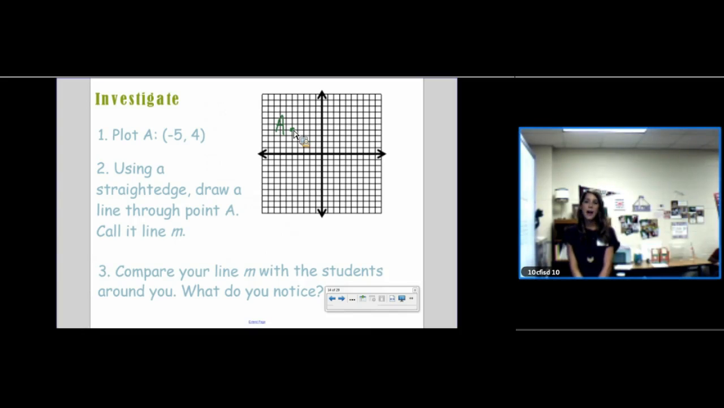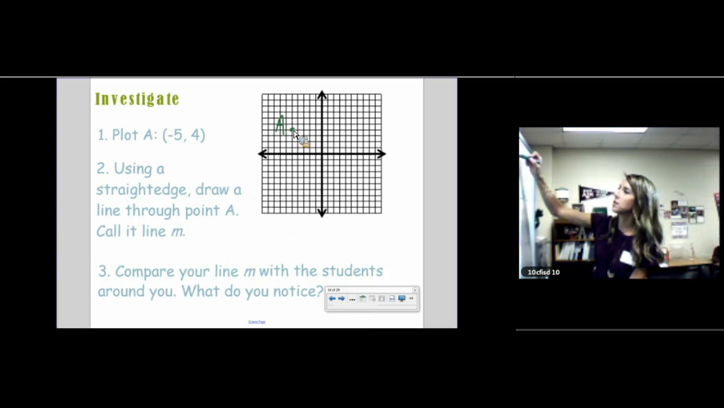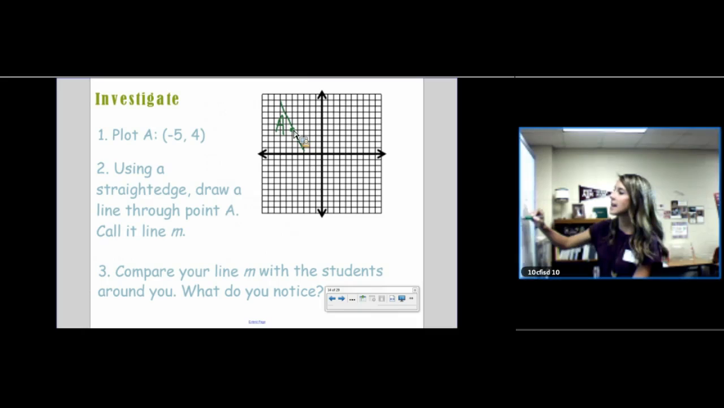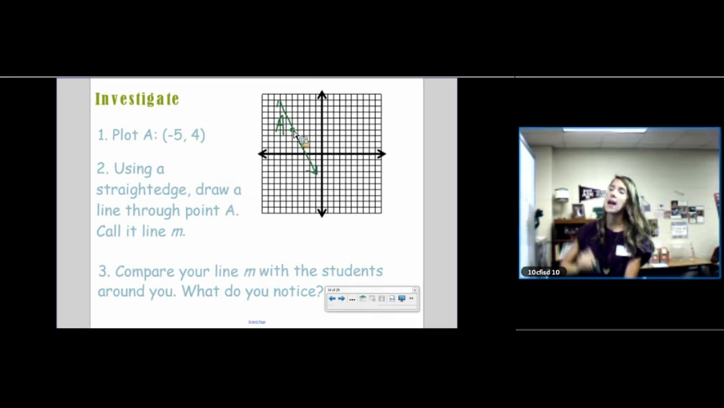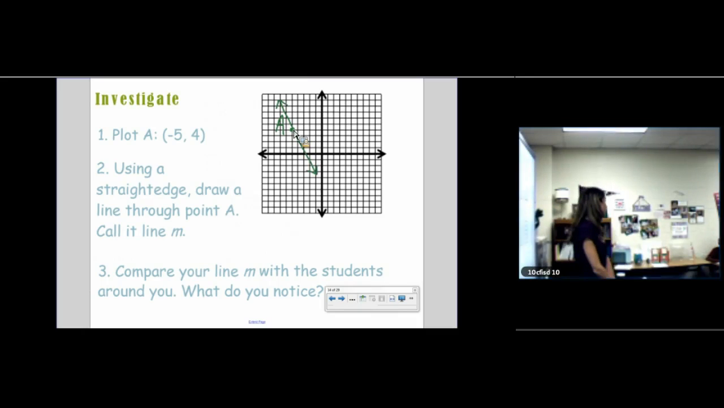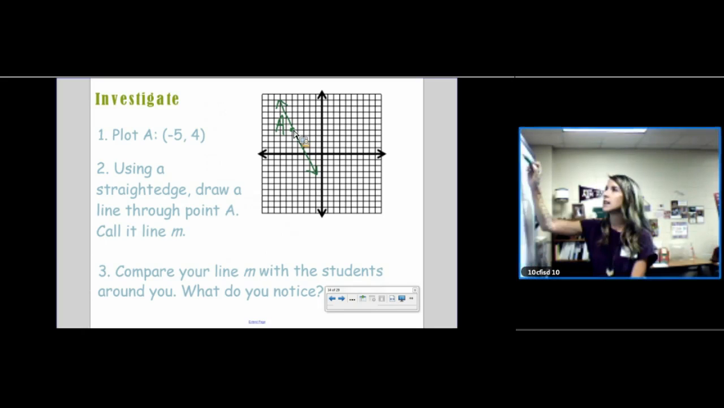Okay, we're going to draw a line through it, and we're going to call it line M. It says to use a straight edge. You can use the corner of your notes page, or you can just wing it, because I don't have a straight edge pulled up here. Draw any line in the whole world through point A. Any line you want. Don't match mine. Just draw a line through it and call it line M.